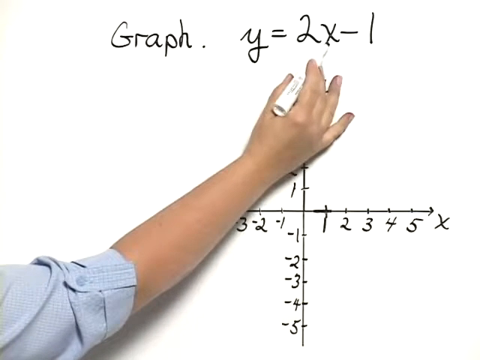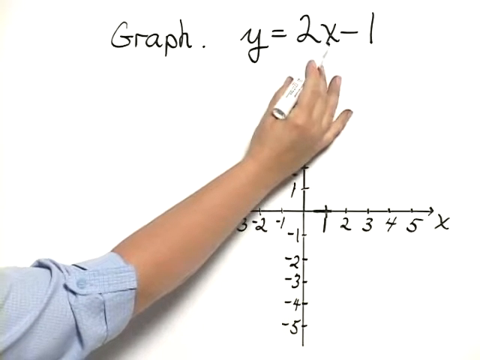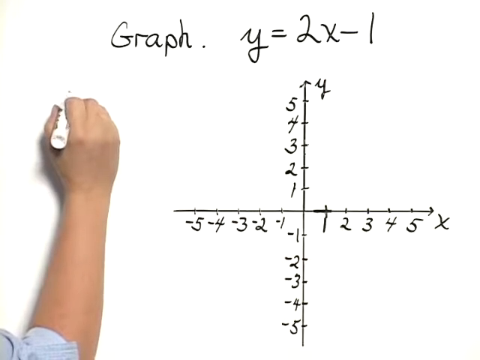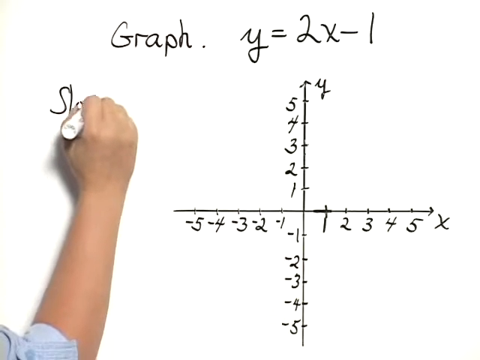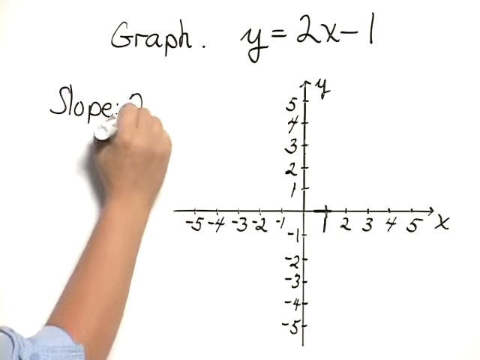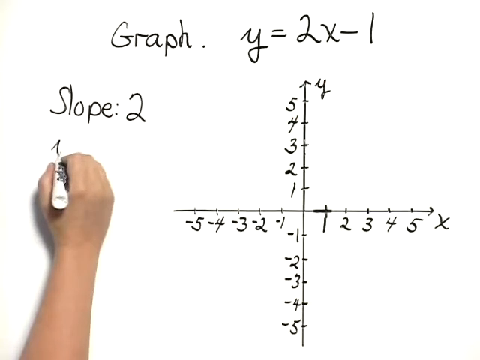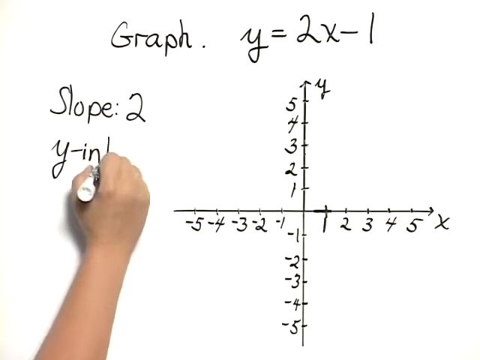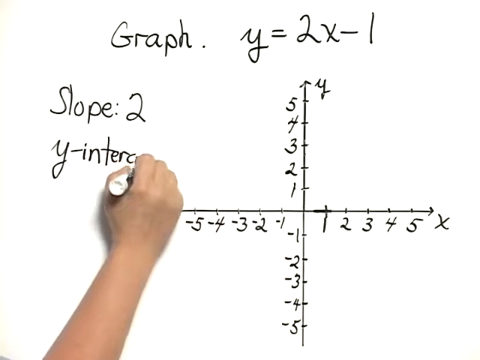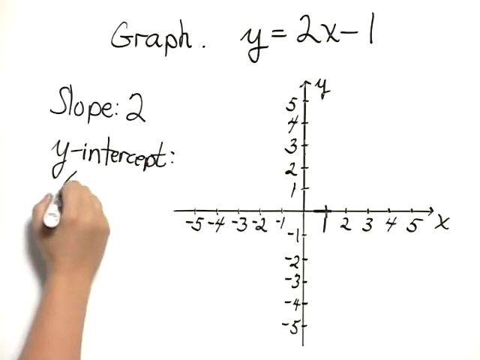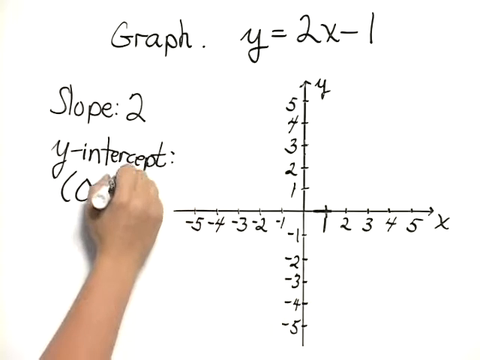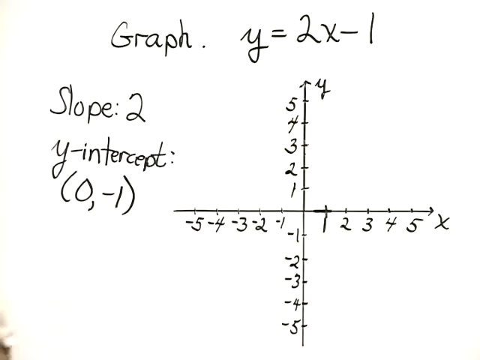The slope is the number that's multiplied by the x. So in this case, slope is 2. That tells us the slant of the line. The negative 1 gives us a y-intercept of 0, negative 1. And that tells us where the line goes through the y-axis. So these two pieces of information give us enough information to graph this line.